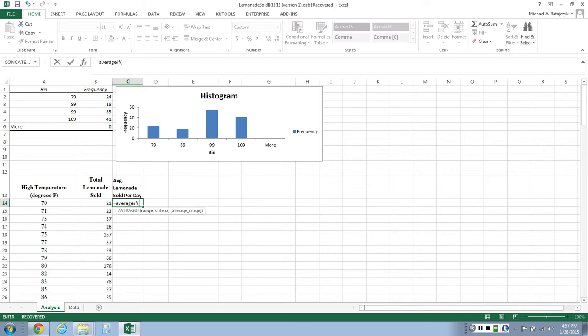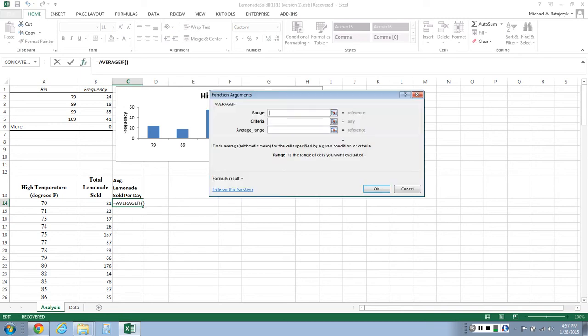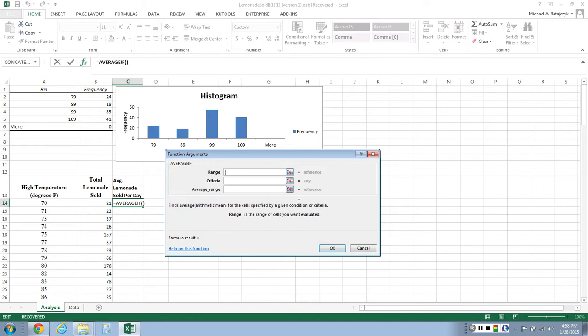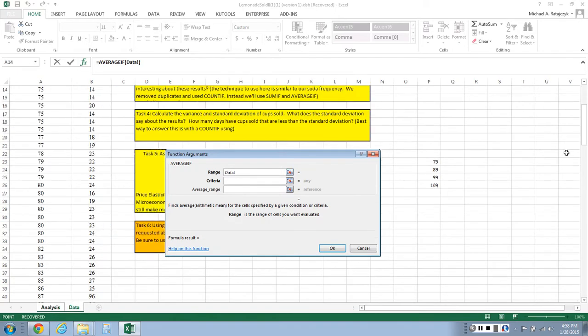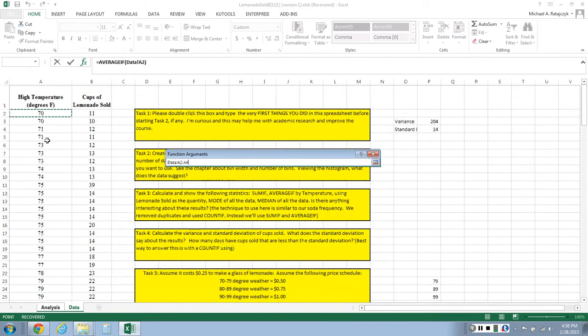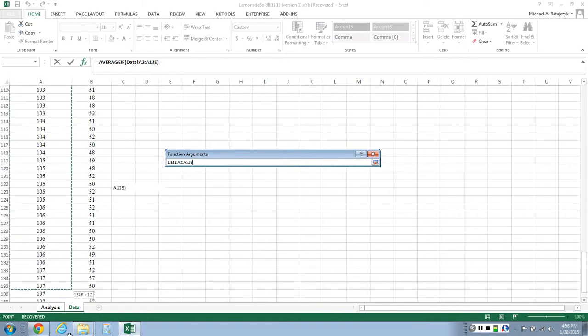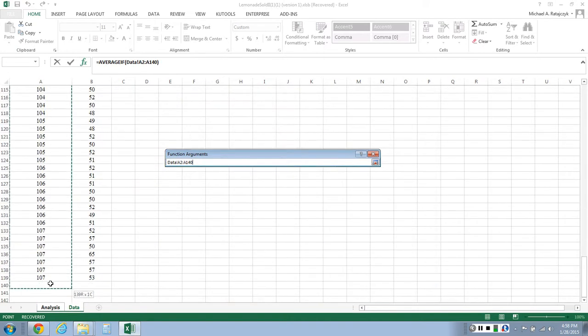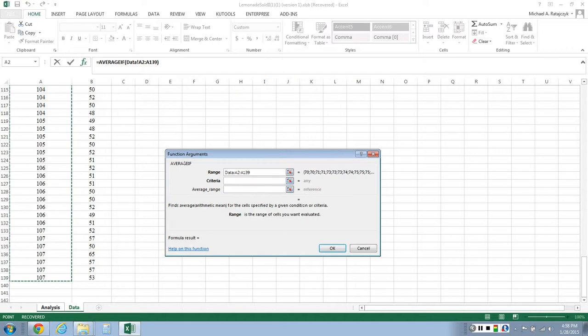Okay, so I'll go to the wizard to show you how this is done. If you remember the sum if, it said the same thing: range, criteria, and then sum range. So very similar setup. Range, it's saying, okay, human being, where do you want me to look for information? Okay, and the answer to that is column A. We are going to grab A2 all the way down to A139. Okay, we're going to click criteria.